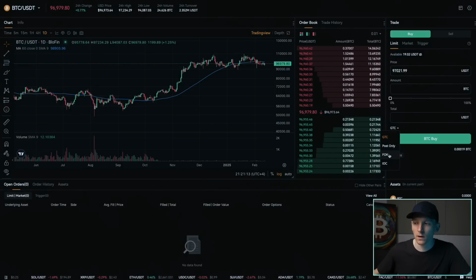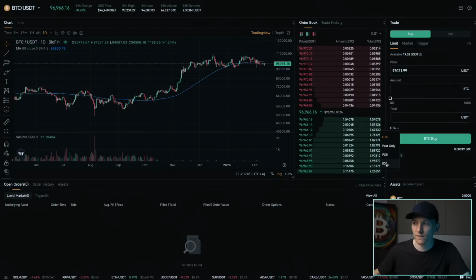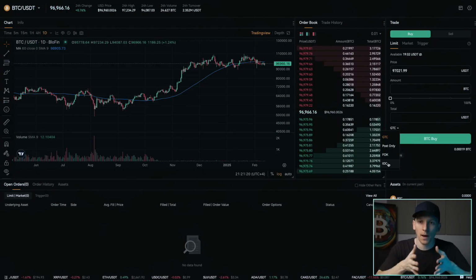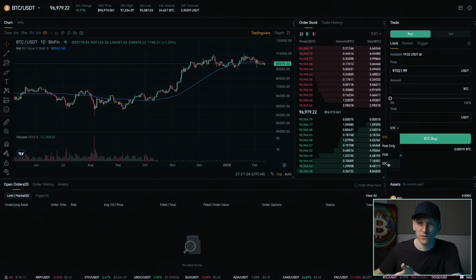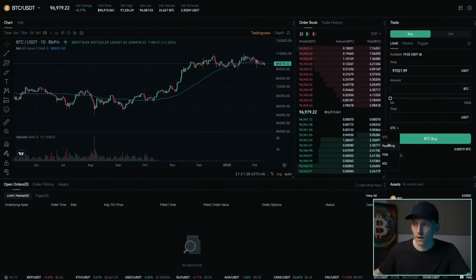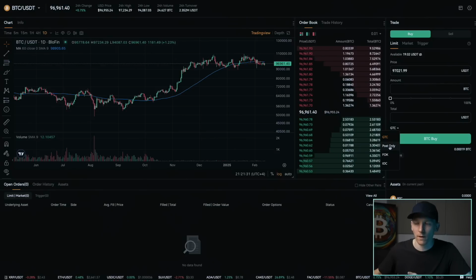FOK means fill or kill. So fill the order, and if you can't fill the whole order, cancel it. And then IOC, immediate or cancel. If you can't trade immediately right now, then cancel it as well. Again, you can just use a market order for that. Basically, it's going to trade immediately for you. So GTC is standard. And then if you don't want your orders going through as taker orders, you want them as maker orders, you can use post only again, and that prevents that happening.